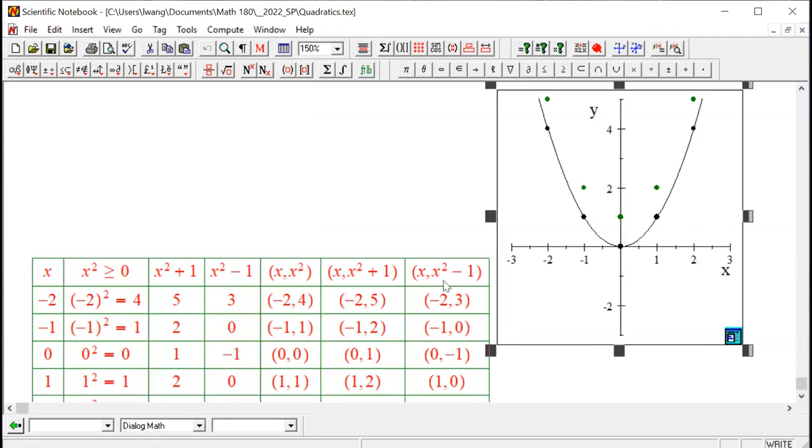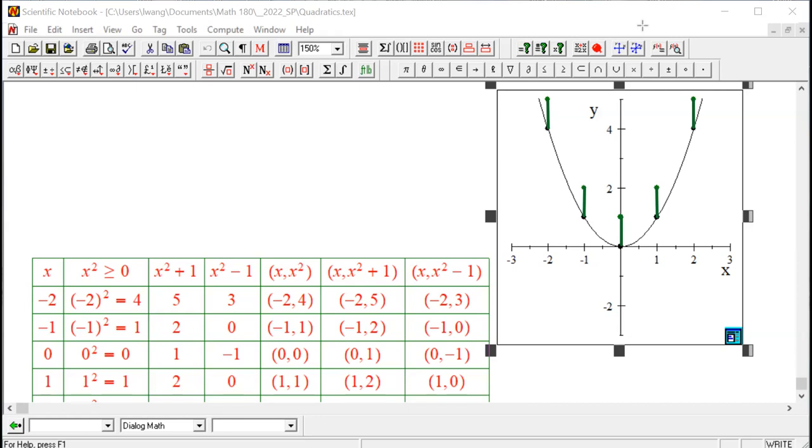What happened for x squared plus 1? The input stayed the same, right? Same input, but the output is shifted up vertically by 1 point. You see? That's the effect of x squared plus 1. Every point is shifted up from x squared to reach x squared plus 1.